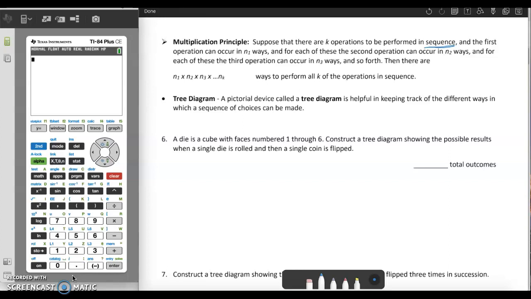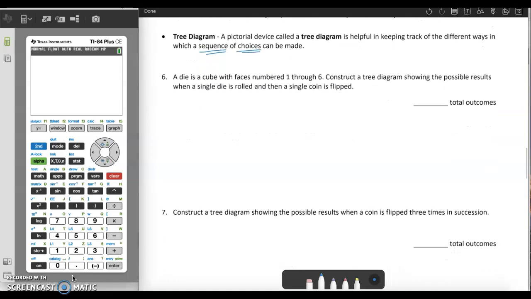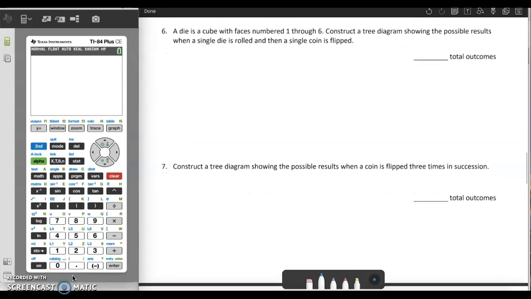And we have what we call a tree diagram, which is a pictorial device that helps us to keep track of all the different ways in which a sequence of choices can be made. So notice, sequence of choices is what differs here. Okay? So let's do an example to see how these work. This says, a die is a cube with faces numbered 1 through 6. So I think we all know what a die is.